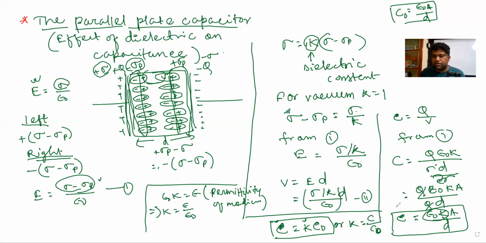So this is the capacitance which is modified when a dielectric is there, and it is modified K times. The capacitance increases K times compared to when nothing or vacuum is between the plates, right?